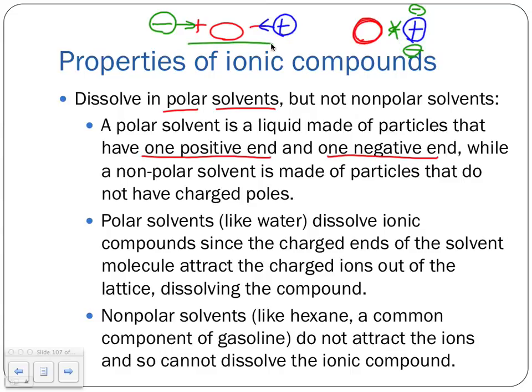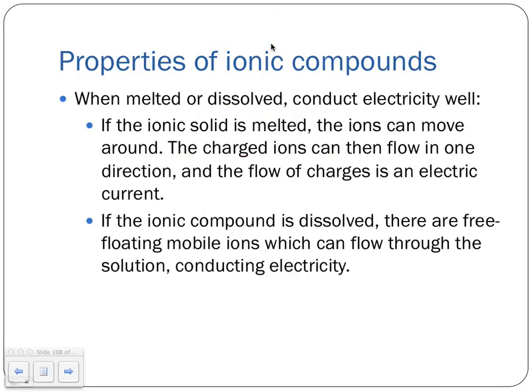Polar solvents, on the other hand, because they have charged ends on them, are able to pull those ions out of the crystal lattice. Next thing, when melted or dissolved, ionic compounds tend to conduct electricity well. The reason is that if ionic solids are melted, the ions can move around. So now you have mobile charged particles. These charged ions can then flow. If I have a bunch of charged ions that are starting to move, what is that? That's called electricity.